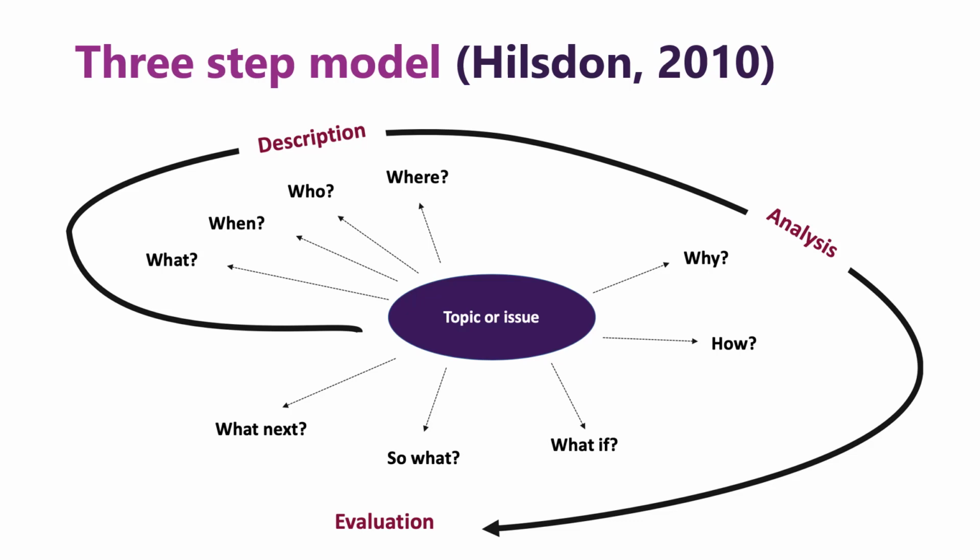Whenever we're investigating a topic or issue, we often start with description, things like asking what, when, who and where. These are really important questions and they're definitely things that we need to detail. However, we need to limit our description to just enough so people can understand what we're talking about, because we want to move towards analysis where we ask questions like why and how. Built upon our analysis, we then head towards evaluation, where we ask what next, so what, and what if.